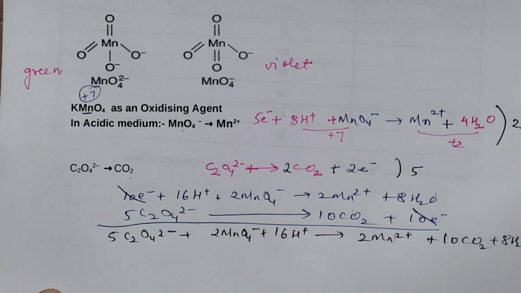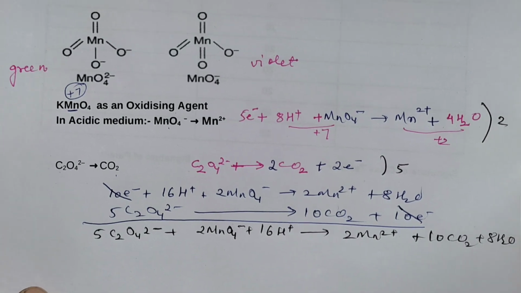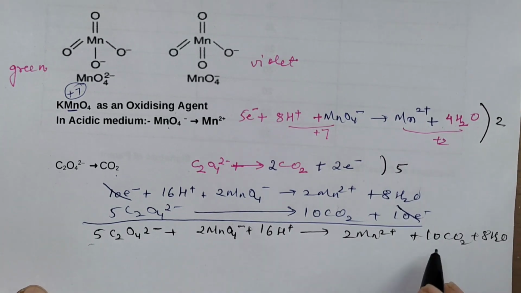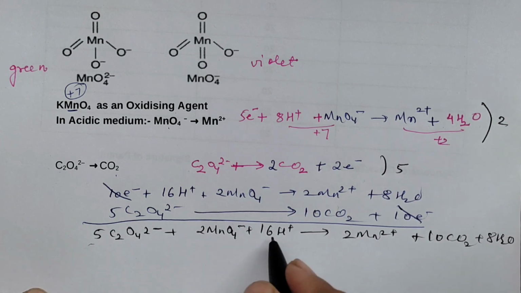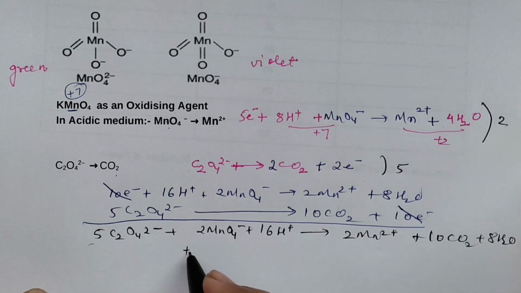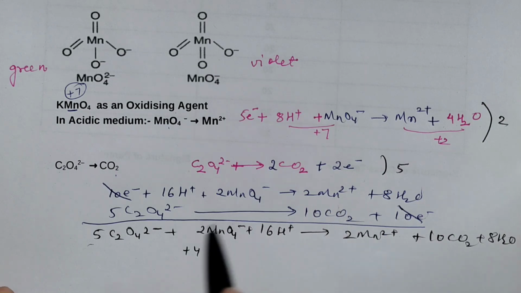You can now check the balancing on your own, whether it's correct or not. Carbon is correct, 10. Charges you should check first actually. The charge on the left hand side is minus 10, minus 2, and plus 16, so plus 4 you have, and the right side also plus 4. So majorly, if the charges are right, that means your equation is balanced. Okay, carbon dioxide, Mn, yeah, everything is balanced.